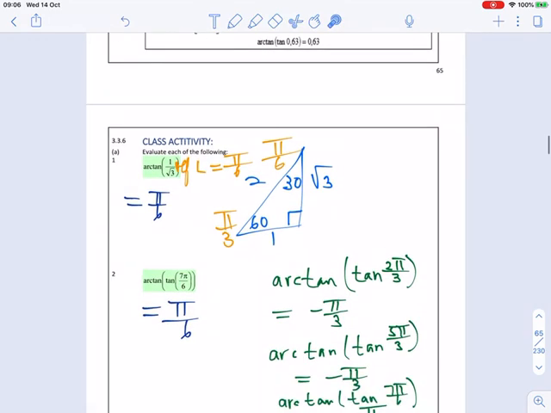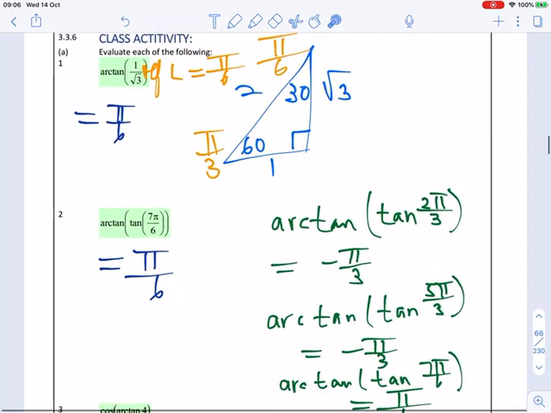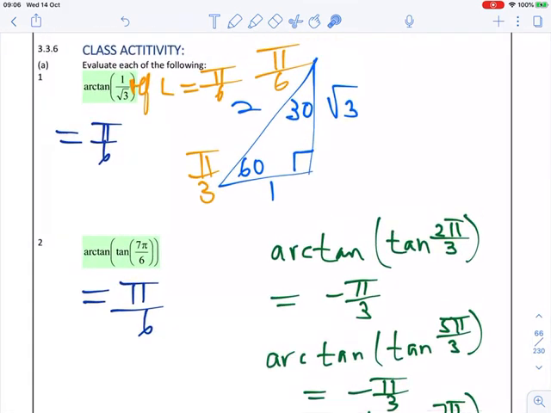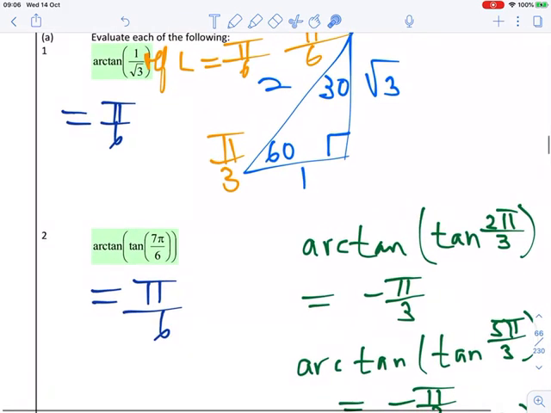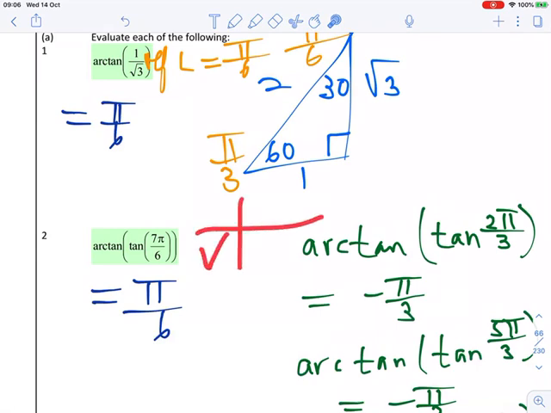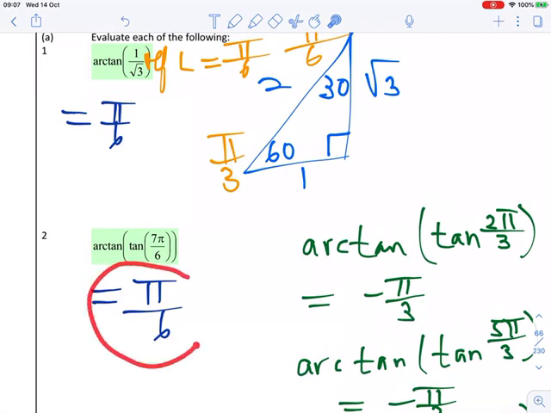Okay, if we look at arctan tan 7 pi over 6. Now, 7 pi over 6 will be in the third quadrant. Well, there tan is positive. So the reference angle here is pi over 6. Therefore, we must give positive the reference angle, giving us then the answer of pi over 6.